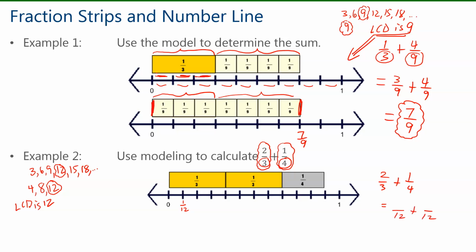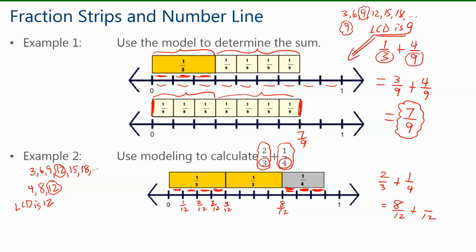We know that our LCD is 12. So we're going to write 2 equivalent fractions here for the 2/3 and the 1/4. I see that each 1/3 strip is the same thing as 4/12. And I look at my 1/4 strip, and that takes 3/12. So for 2 1/3s, that brings me up to 8/12. So for the 2/3, I can replace that with 8/12.